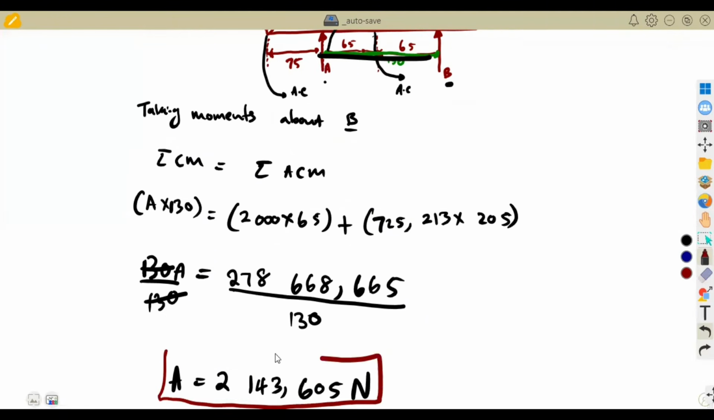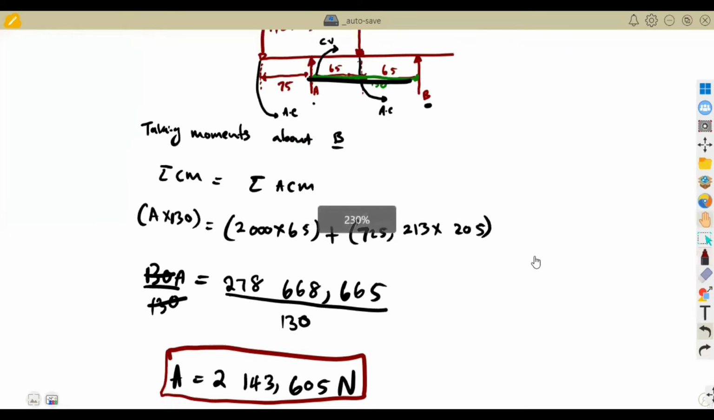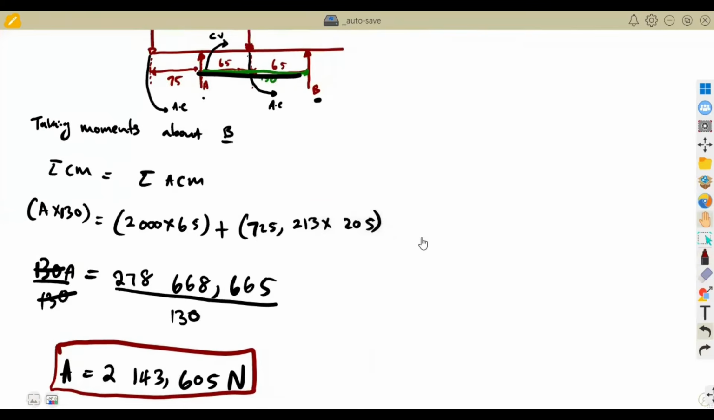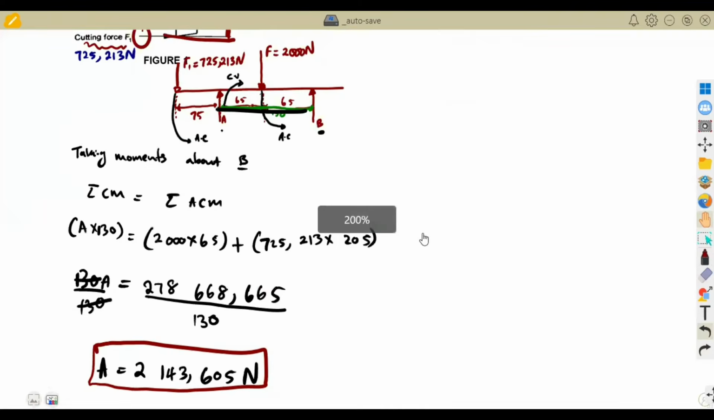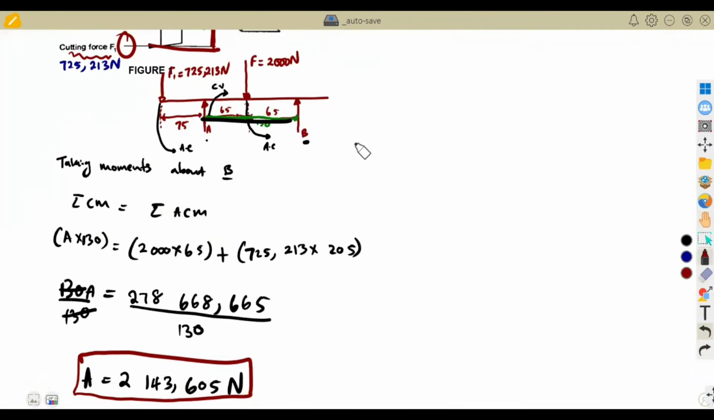So guys, we know that these are moments. Instead of going back and taking moments about A again, yes, we could have taken moments about A and calculated B. But after calculating one of these, try also to apply the law of the forces. What do we understand about the forces? The sum of the upward forces should be equal to the sum of the downward forces.